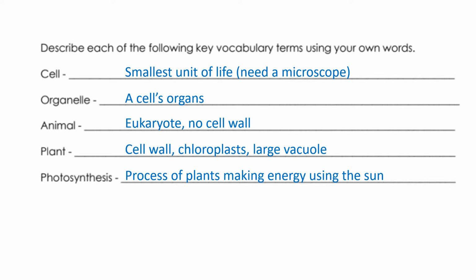And then photosynthesis is the process of plants making energy using the sun. So remember, radiant energy to chemical. I'm going to write that down. Radiant, because that's one that they like to ask, to chemical energy.